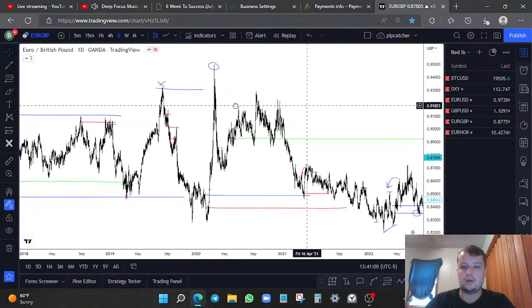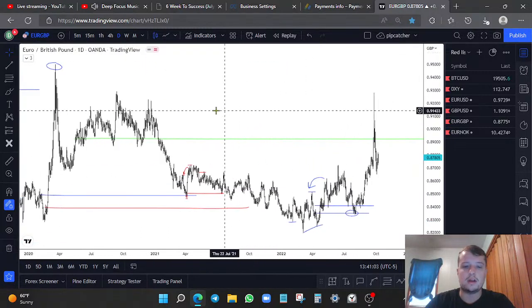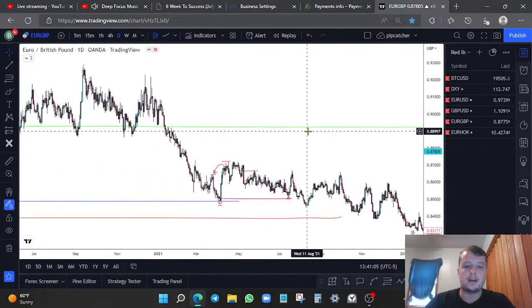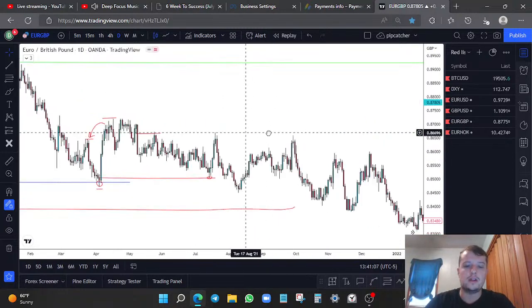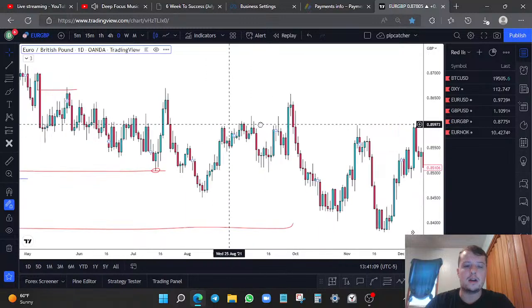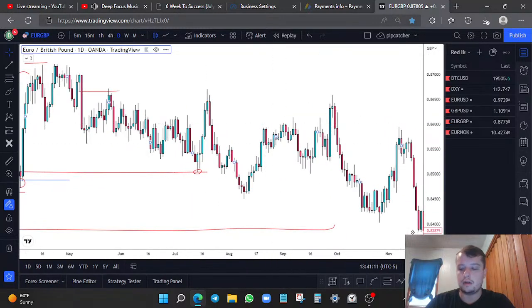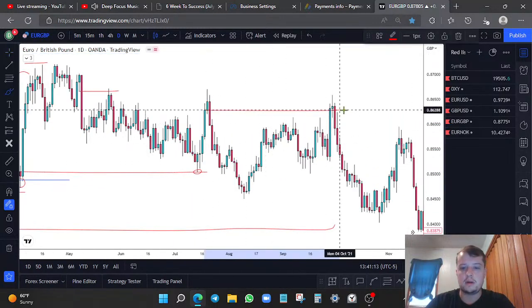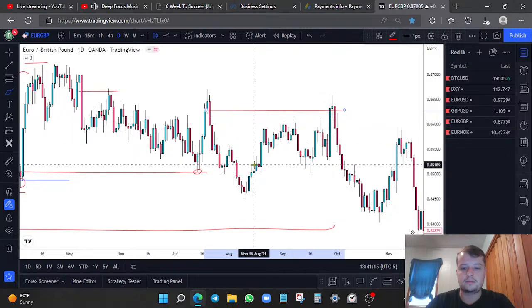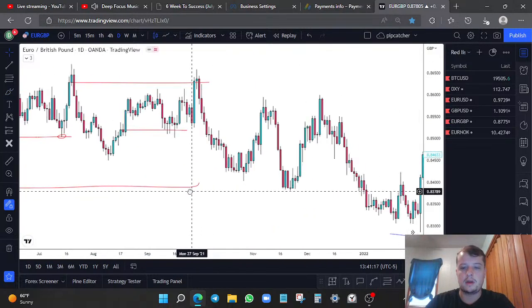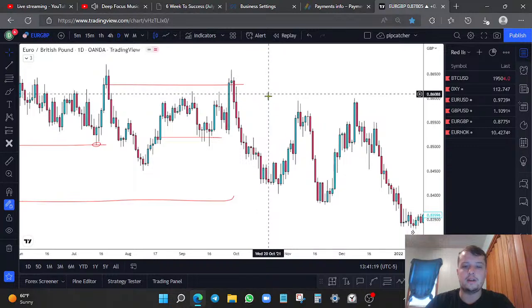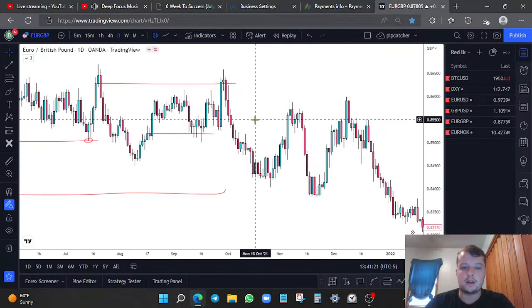How much more on this? Okay, so we're almost done on the daily. And then I think I'm going to do a little bit on the 4 hour and then hop off of here. Just marking up some more areas that I see that look significant.